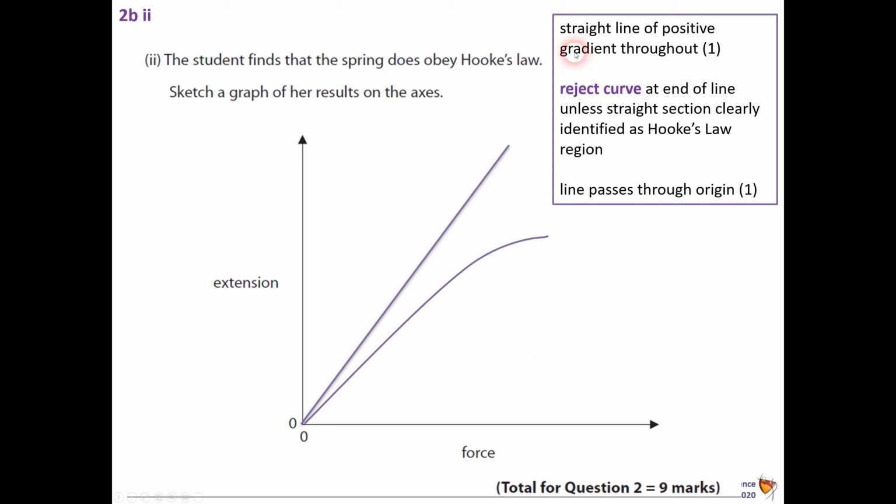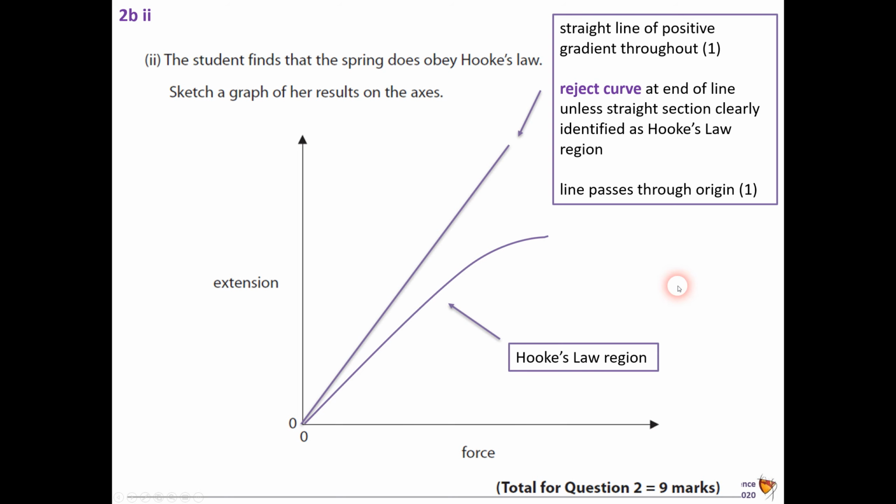Now, what I said is, for 1 mark, it's a straight line of positive gradient throughout. Okay. If we also think, though, we could have a curved line, but we should reject the curve at the end of the line unless the straight section is clearly identified as Hooke's law region. So you can have the 2 options, but clearly that first section is the part we need, and the line should pass through the origin. That would be the second mark.